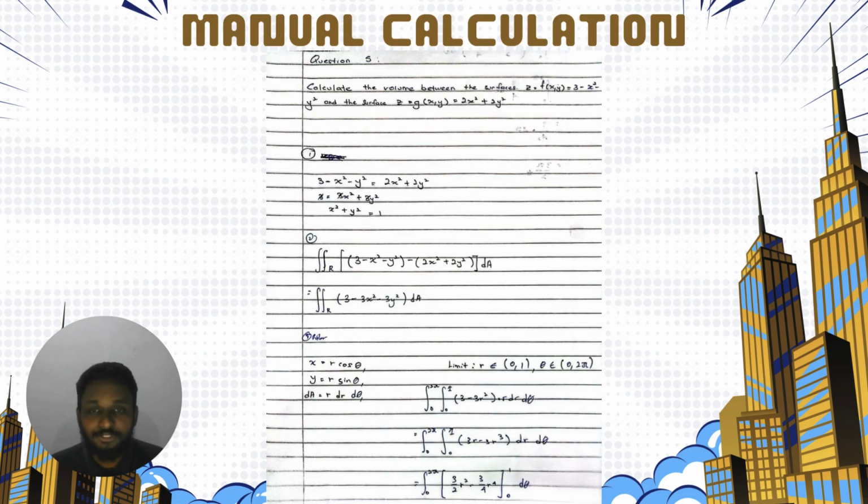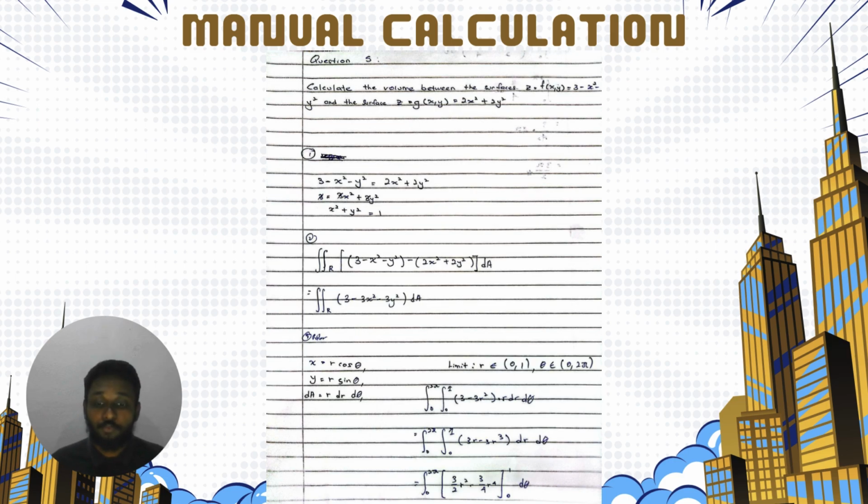To solve this question, step 1 is to understand the surfaces. The top surface is z = f(x,y) = 3 minus x squared minus y squared, and the bottom surface is z = g(x,y) = 2x squared plus y squared. So we want to calculate the volume between these two surfaces.